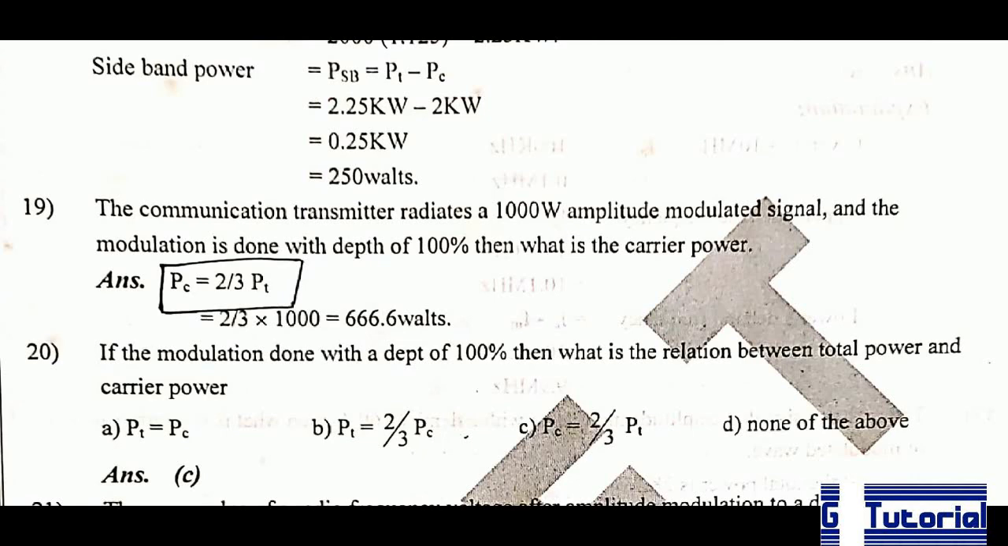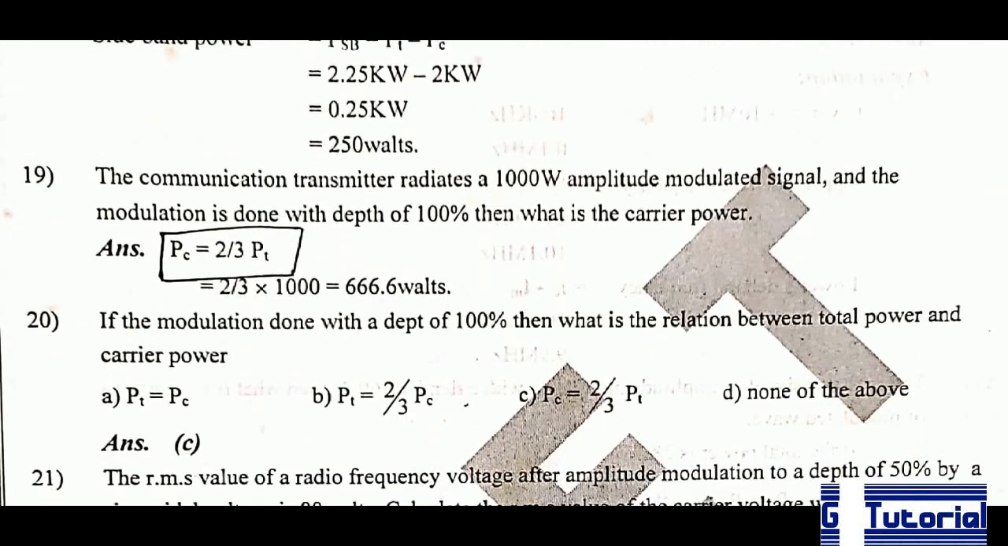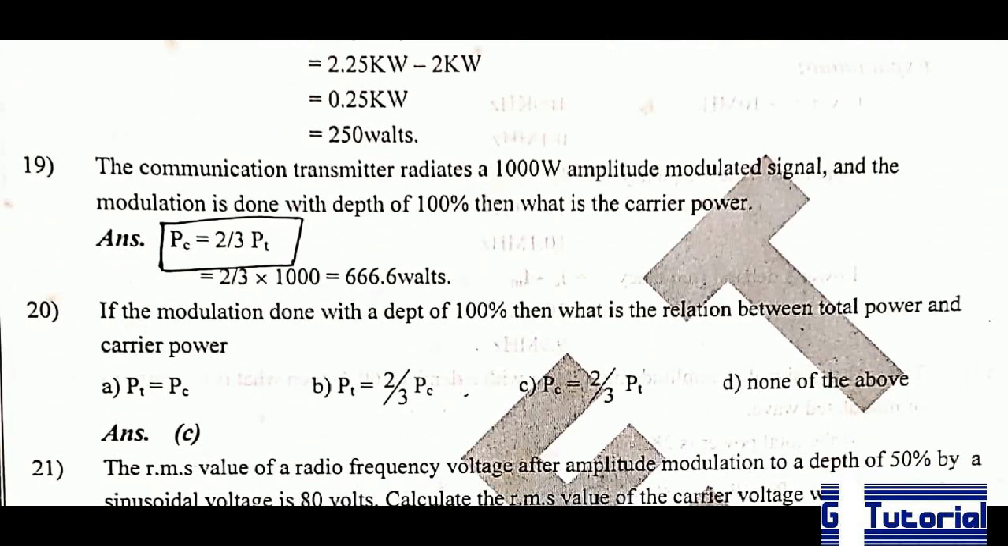We know that the equation is PT equal to PC into 1 plus mu square by 2. Here the value of mu is 1. So PT is equal to PC into 1 plus 1 by 2, which is 3 by 2 into PC, or PC is equal to 2 by 3 of PT. PC is 2 by 3 PT, or PT is equal to 3 by 2 of PC. Here we are asked to find the value of PC, so we are expressing PC in terms of PT. PC is equal to 2 by 3 PT. PT is given as 1000. So 2 by 3 into 1000 is 666.6 watts.